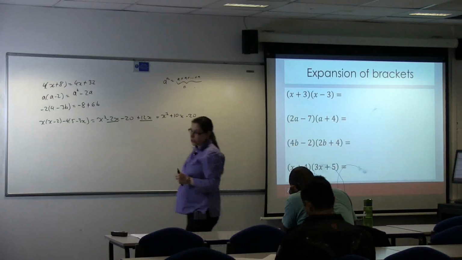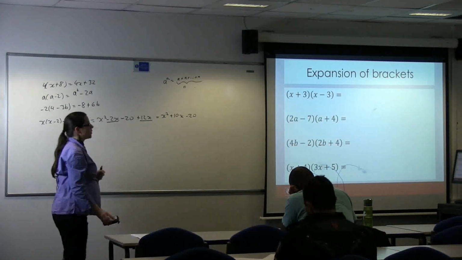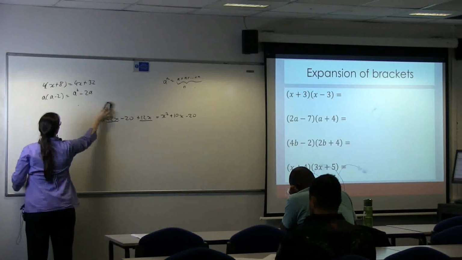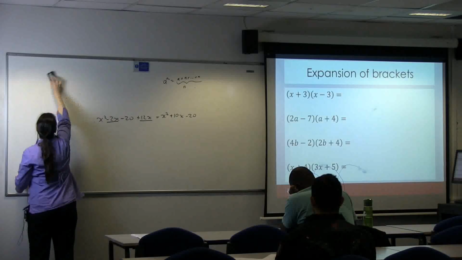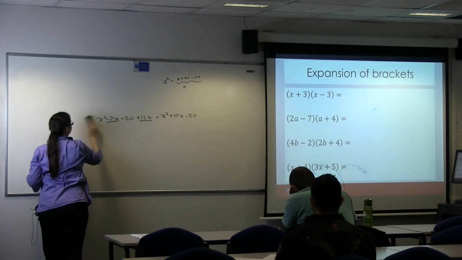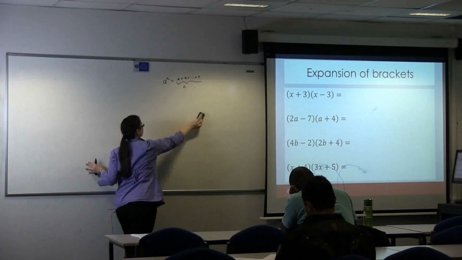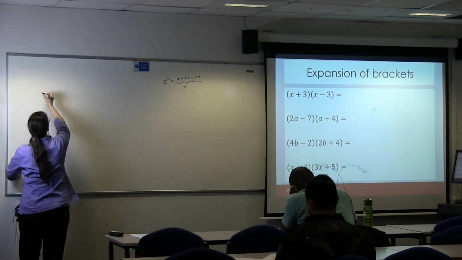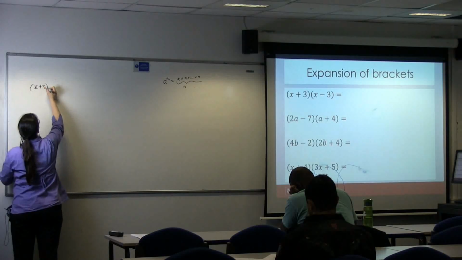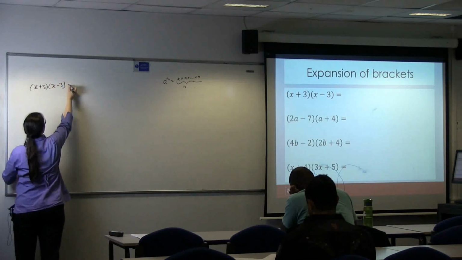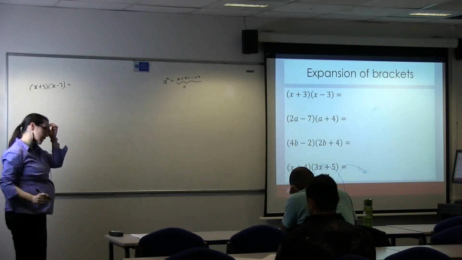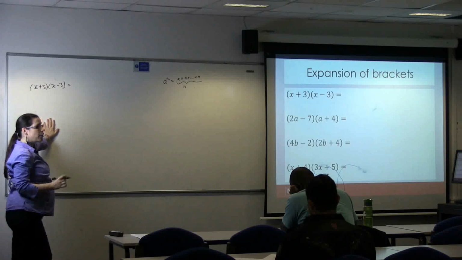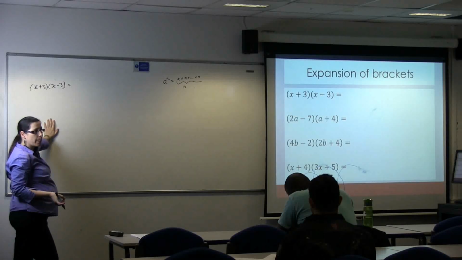Now another type of expansion, when we have two brackets and we're multiplying them together, and each of the brackets has more than one term in it. So the first one is x plus 3 times x minus 3. The key here is that again you multiply everything by everything.